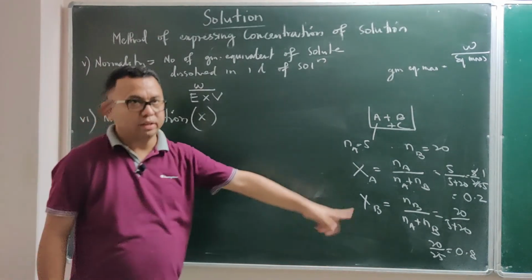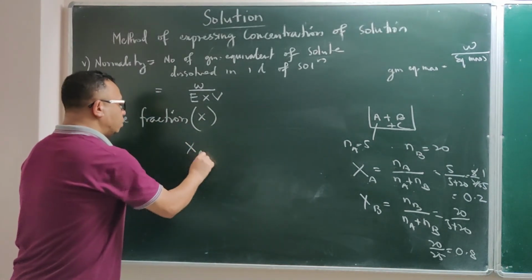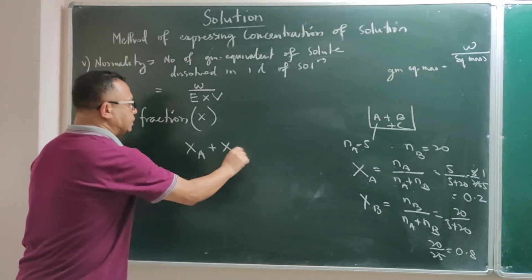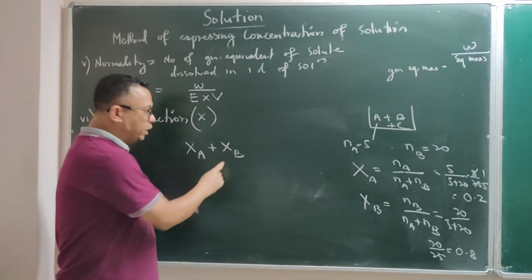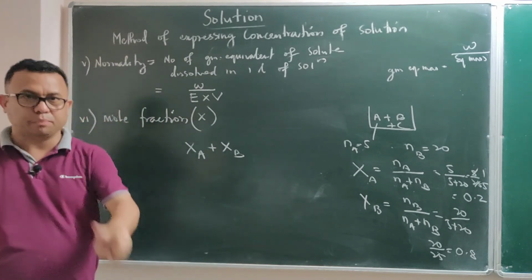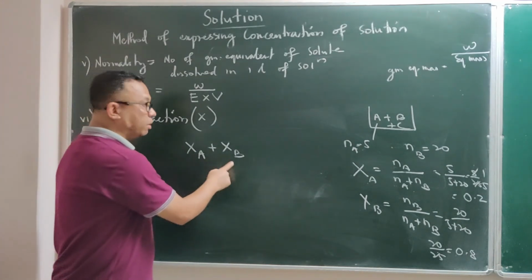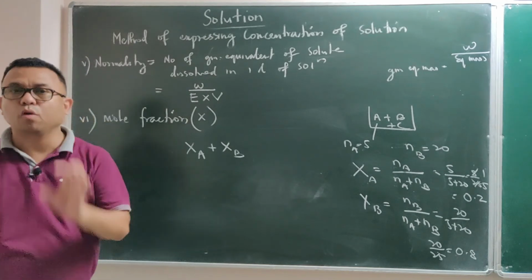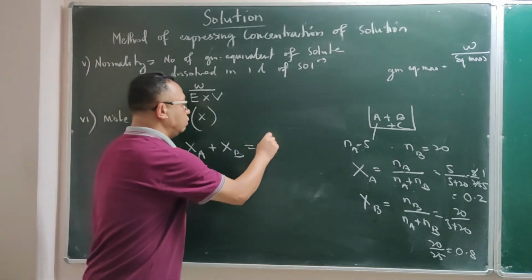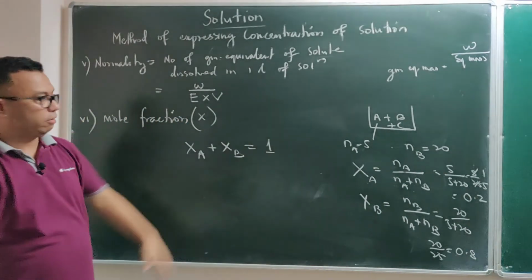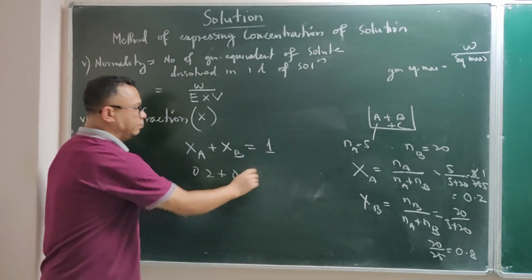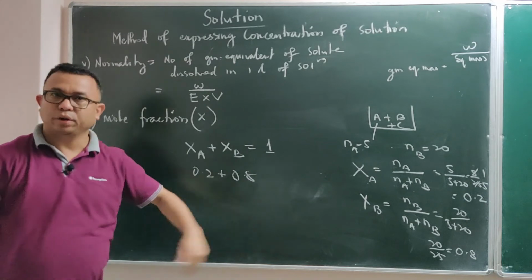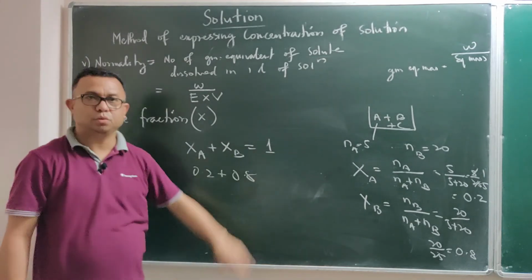Now notice one thing. XA and XB, the mole fractions of A and B. If these are the only two components present, then the total of the mole fractions of a solution is always equal to 1. You can check it now. See, there I calculated XA as 0.2 and XB came as 0.8. That means 0.2 plus 0.8 is 1.0, and 1.0 is what is 1.